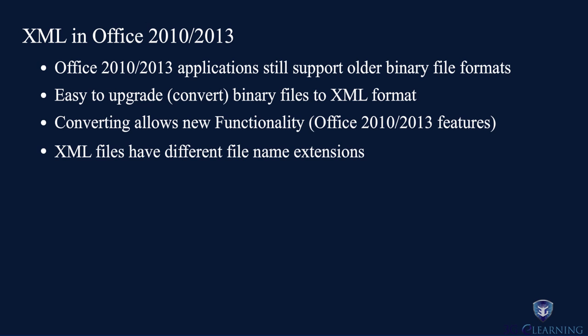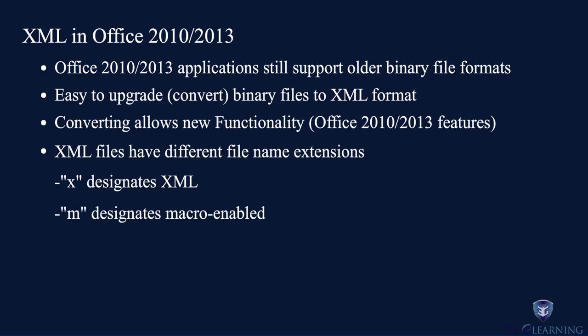XML formats, of course, have different file name extensions, and that's usually the first thing that you'll notice. One of the general things to know is that if you see an X, that designates that it's XML. If you see an M, that actually designates that it's a macro-enabled XML file. Remember that we said that by default XML doesn't include the macro language? When we save it as macro-enabled, then it does. Think of it as a happy medium between the two.